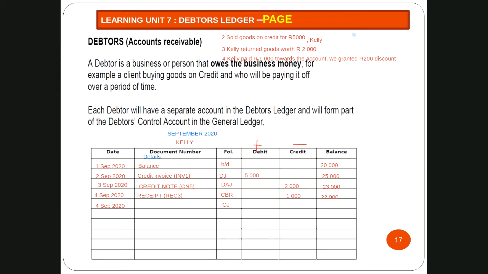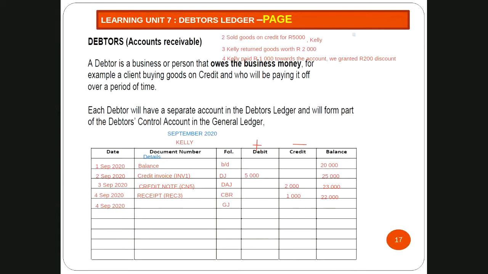Can you see that? And then the minute you see the GJ, I'm telling you, you must know the source document for GJ. We talked about this before. What is the source document for GJ? Think about it. Is it the invoice? No, I'm not selling on credit now. Is it the receipt? No, I'm not receiving cash. So, what is the source? General Journal.